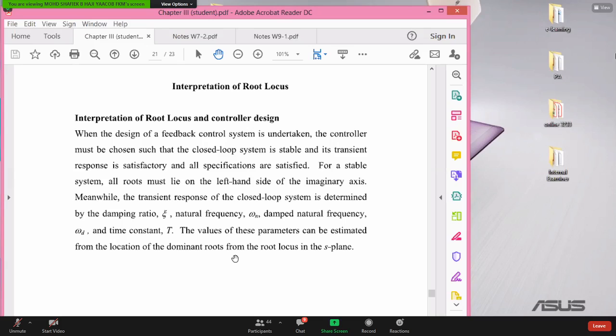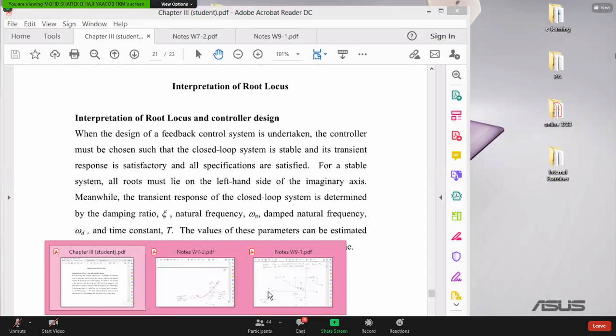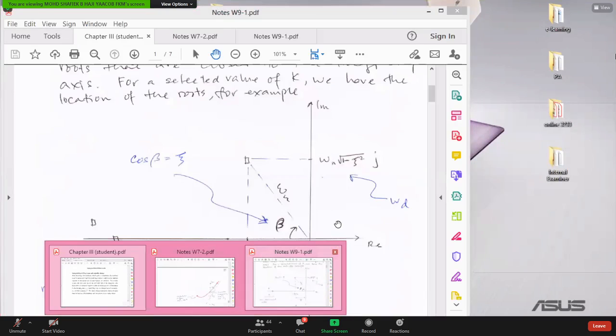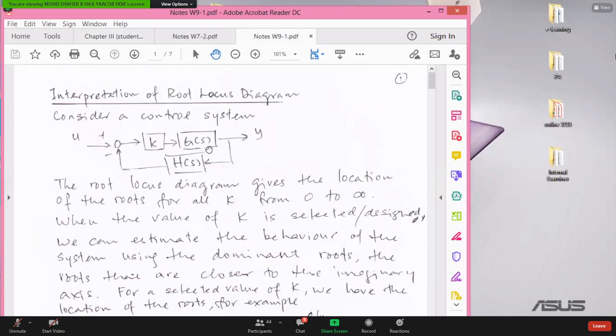So what are the dominant roots? The dominant roots are the roots which are closer to the imaginary axis. Okay, so I have written some explanation again here. Imagine that this is our block diagram. G of S is the system to be controlled, H of S is the feedback transfer function, and K is the proportional controller gain. We want to choose the value of K such that it will meet some specification.